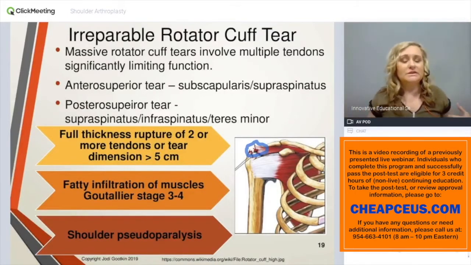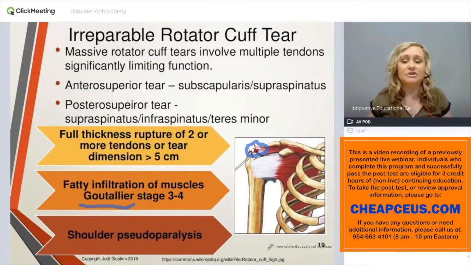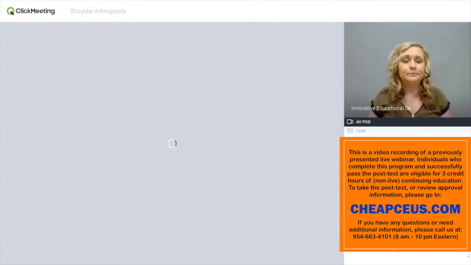So when you look at the different scaling systems that are utilized, the Goutallier scale is one that's utilized. And if someone has a 3 to 4 on that and they have significant tearing, they tend to find that those are individuals that fall under that category where it's not a repairable tear, where it wouldn't lead to a functional outcome if they just had a rotator cuff repair.